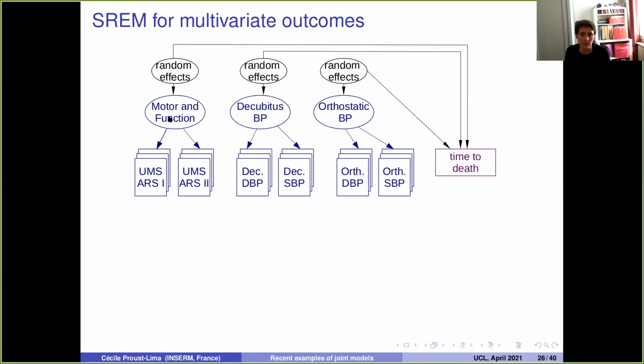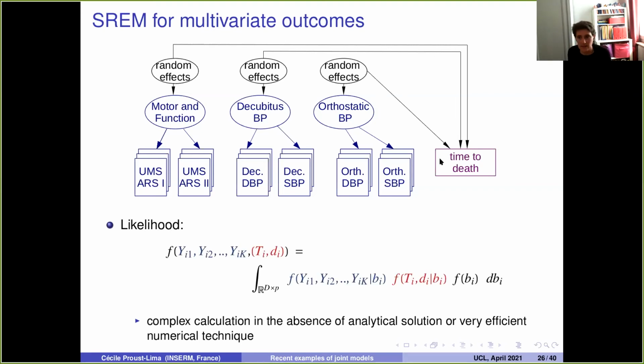We have the random effects from each dimension that will be associated with the time to event. If we want to estimate that, then we can write down the likelihood. And what you see is that you have a very nice integral here of dimension d times p. P is the number of random effects per dimension, d is the number of dimensions. So if you have 3 dimensions, 3 random effects, you have an integral of dimension 9. And this is clearly not feasible to do accurately, at least.